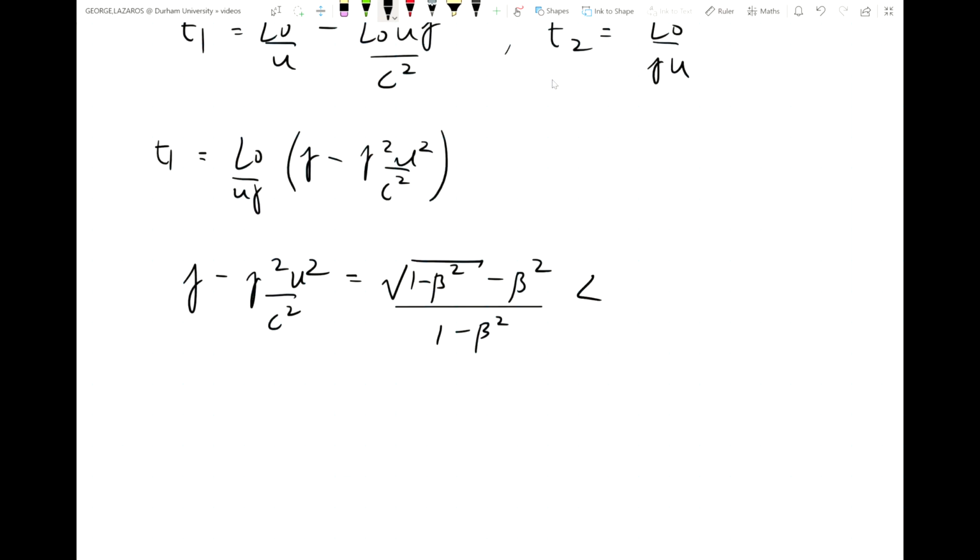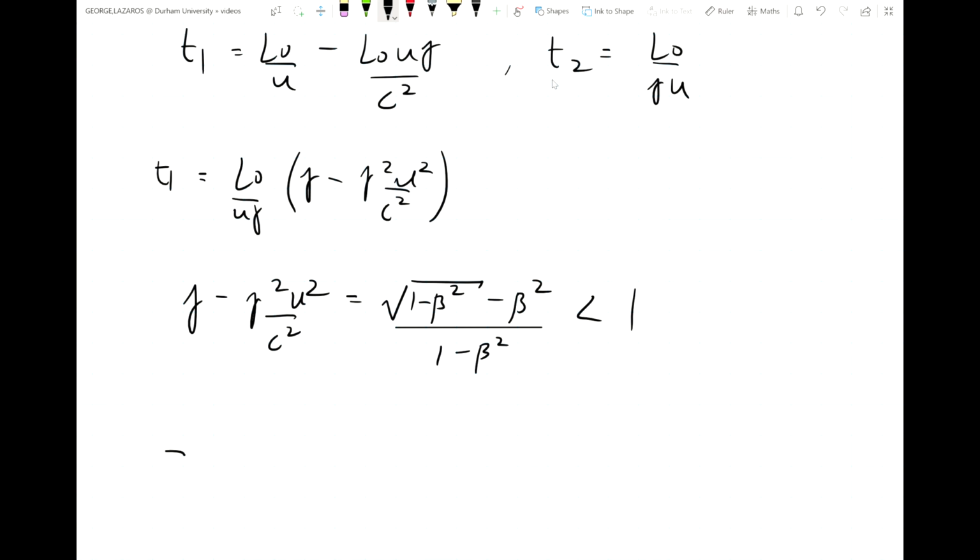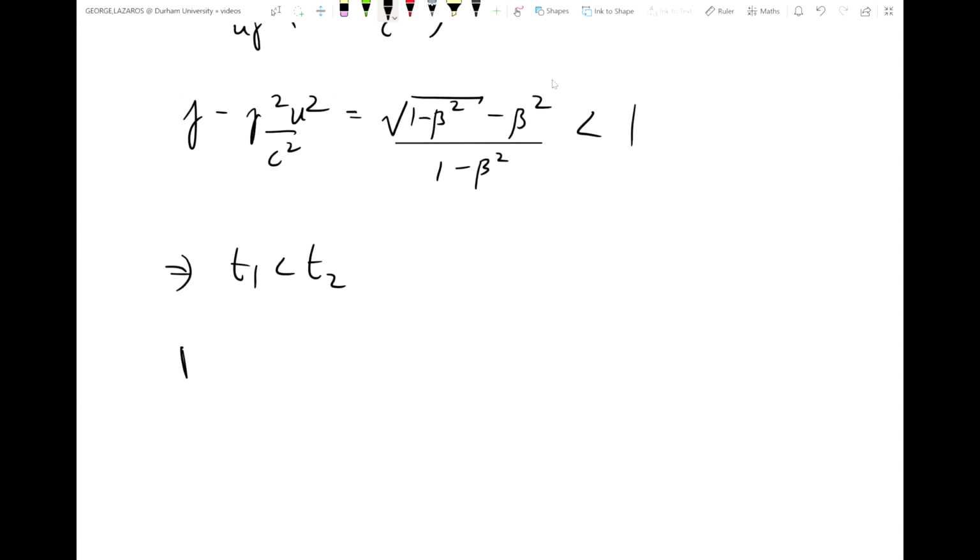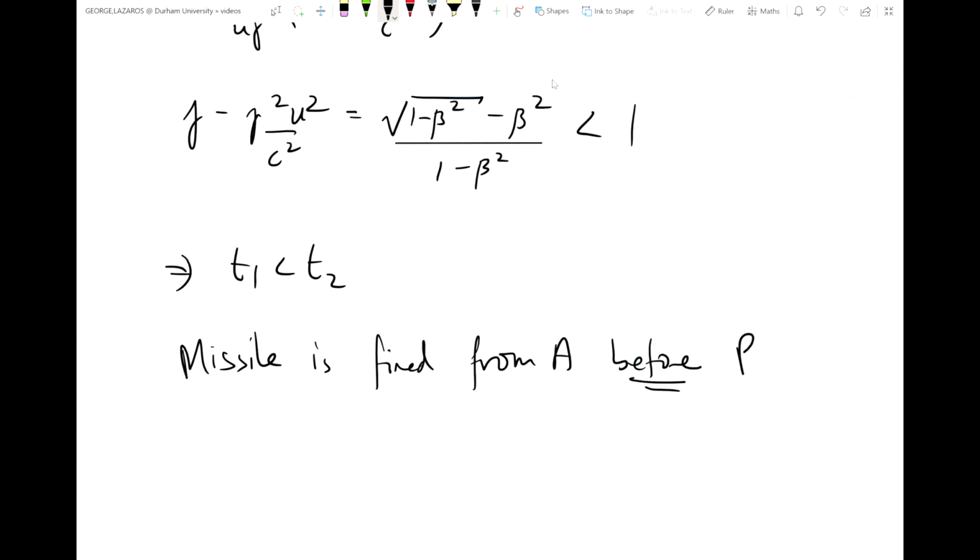And this is now less than 1. And therefore, T1 is less than T2, which means the missile is fired from A before B reaches A. So we have agreement across the frames, which is good, because otherwise I think special relativity might be wrong, but we have agreement across the 2 frames, so everyone's happy.